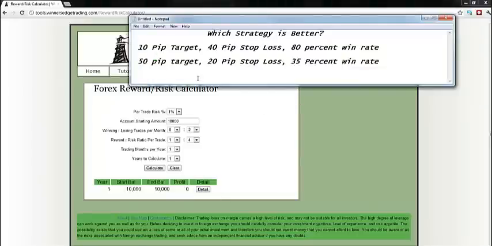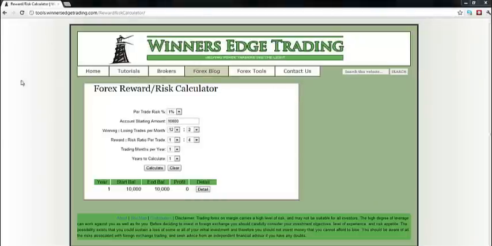Okay, on the next one we have a 50 pip target and a 20 pip stop loss. So it's a 5 to 2 reward to risk and a 35% win rate. Okay, so let's plug that in and see how it works. So we have our $10,000 account balance, and then to do a 35%, we'll say that we won 6 out of 17, because that's very close to 35%. So 6 wins and 11 losses, which makes 6 out of 17. And then again, our reward to risk is a 5 compared to a 2, because it's a 50 and a 20. And we'll calculate that.